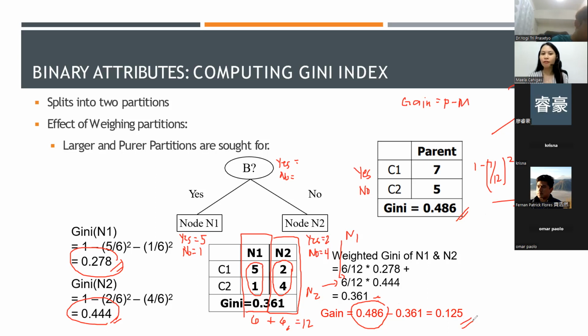But in node basis, what we're looking for is the least impurity. In gain, what we're looking for is the highest gain, because if it brings us the highest gain, then most likely it will lead us to lesser errors. So it's a different scenario when it comes to evaluating our gains versus the pure impurity of our nodes.